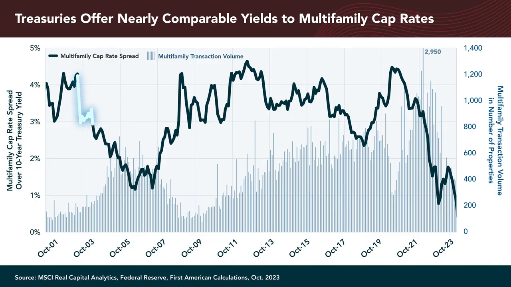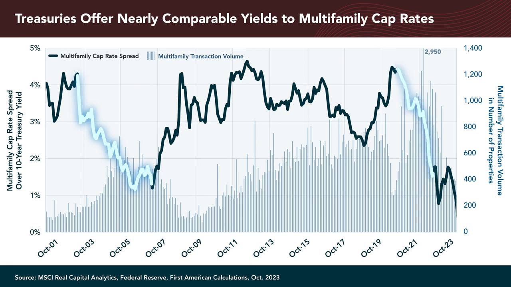The inverse is also true. As the cap rate yield spread declines, typically there follows a period of declining multifamily transaction volume, since the incremental income that can be earned from a multifamily property has declined relative to that on a Treasury bond.